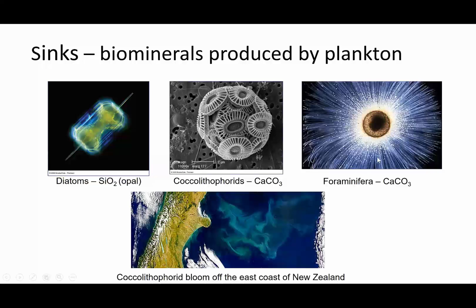A similar organism, a zooplankton this time rather than a phytoplankton, is the foraminifera, and they similarly produce calcium carbonate shells. The scale is missing here; this is about 1 millimetre across. In total, this might be 4 or 5 millimetres, and they form these little shells of calcium carbonate that also accumulate in very significant quantities on the seafloor.